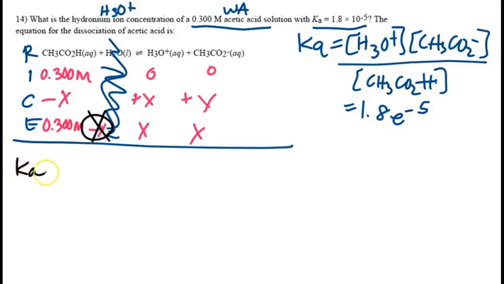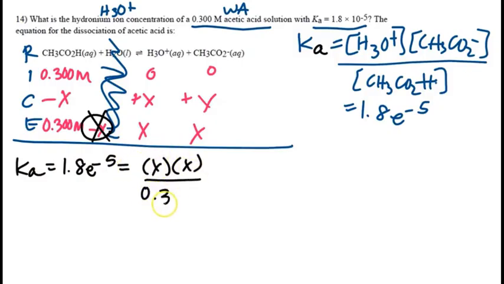Therefore, my Ka value, okay, this looks like a Q. Sorry about that. That's definitely an A. So my Ka value is going to equal 1.8 times 10 to the negative 5, which is going to equal X times X divided by 0.300 molar. Of course, this X times X is just simply going to be X squared, okay? So I normally just rewrite it as X squared here.